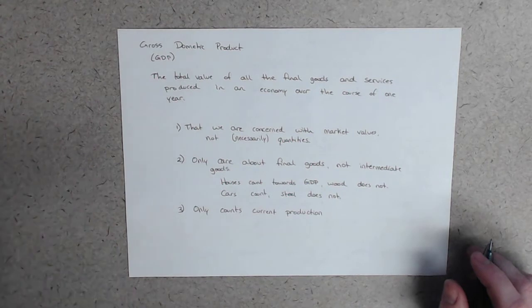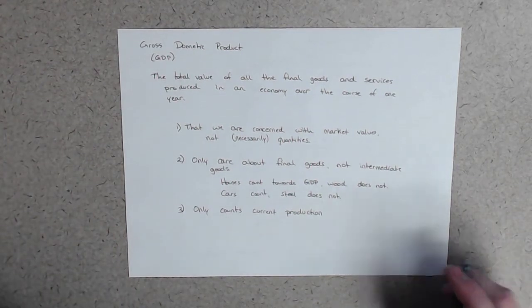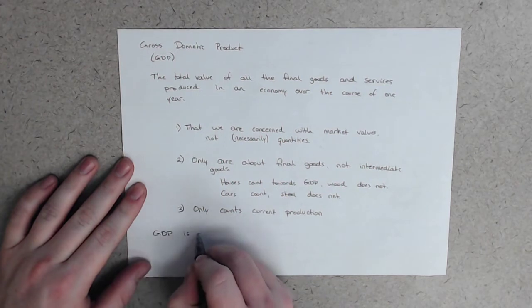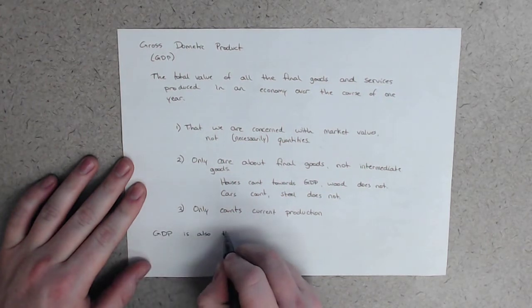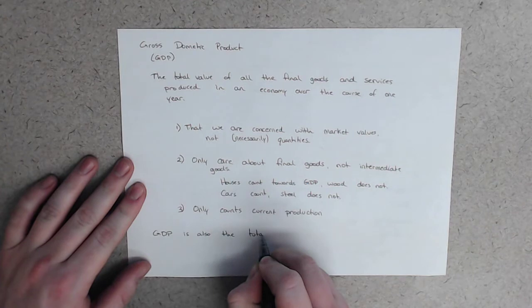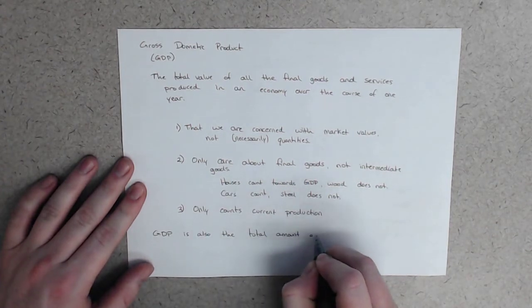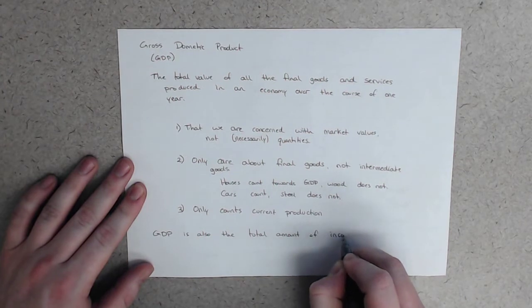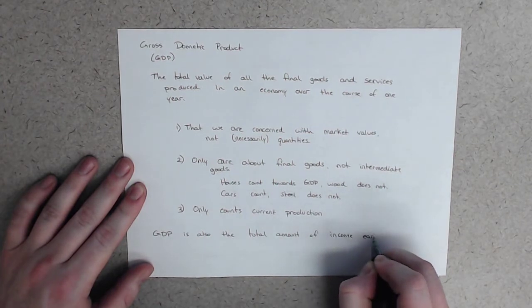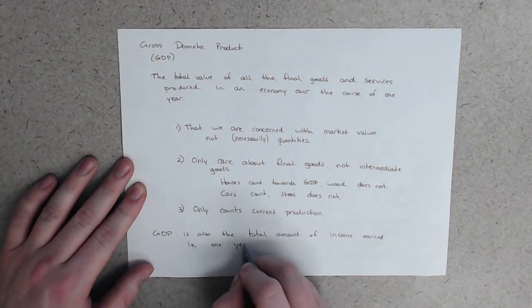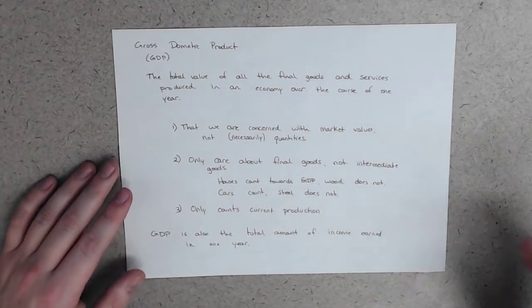Another way to think about GDP is to think of it as the total value or the total amount of income earned in 1 year, right, by an entire economy.